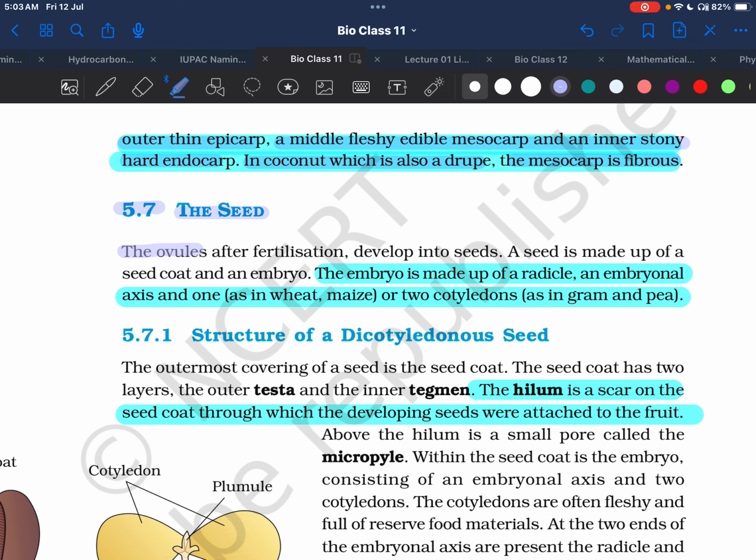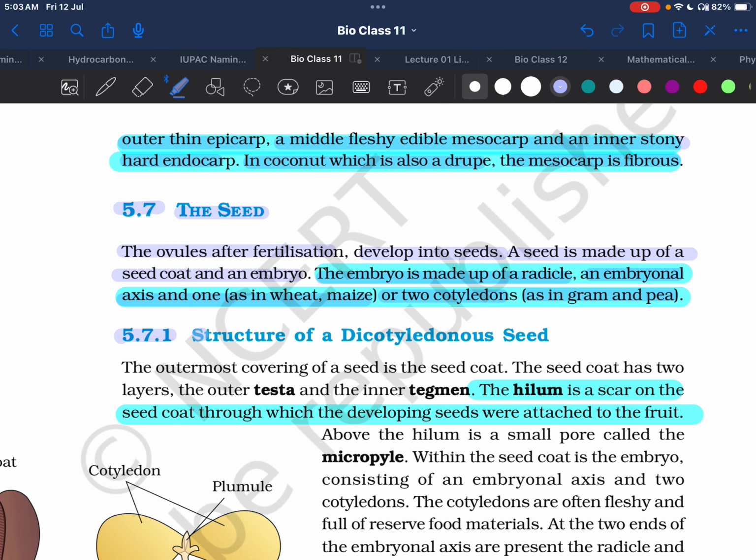5.7 The seed. The ovules after fertilization develop into seeds. A seed is made up of a seed coat and an embryo. The embryo is made up of a radicle, an embryonal axis, and one cotyledon, as in wheat and maize, or two cotyledons, as in gram and pea.